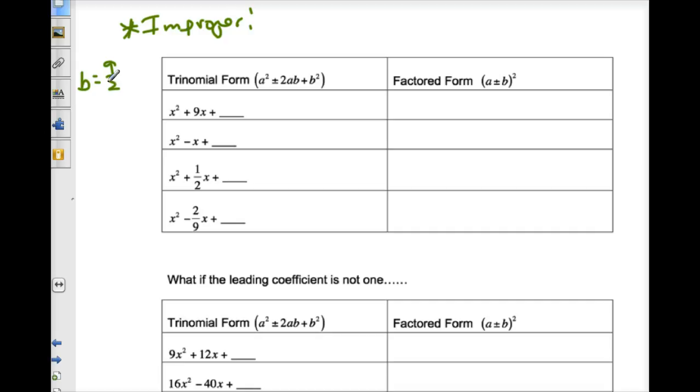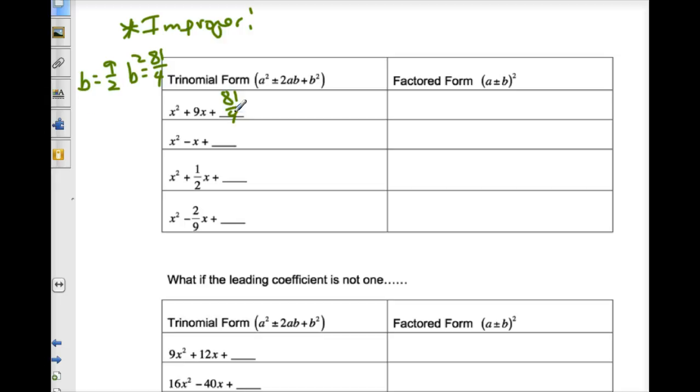Think about it. Well, you just square 9 halves. Now, what is b squared then? 81 fourths. You've got to square both the top and the bottom. So 81 fourths completes the square.